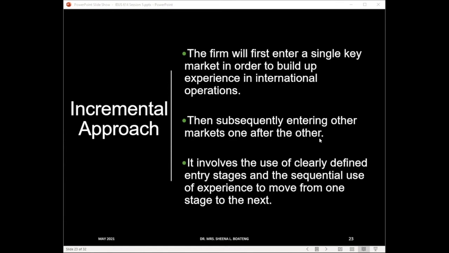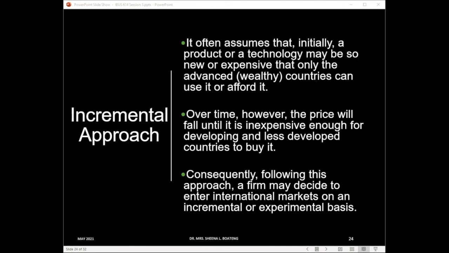So the incremental approach involves the use of clearly defined entry stages and sequential use of experience, as we have just established. So if they have not gained enough experience with a country that is close enough, that they can handle, that they believe is more similar to the home market, they will not be able to gain the experience that they need to be able to ensure that they can survive in other markets that are of a higher psychic distance and are more geographically dispersed from themselves. So that is the direct explanation of the incremental approach when it comes to how firms choose to use that approach in entering foreign markets.